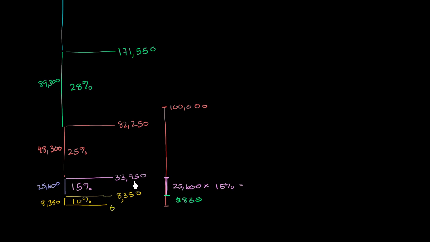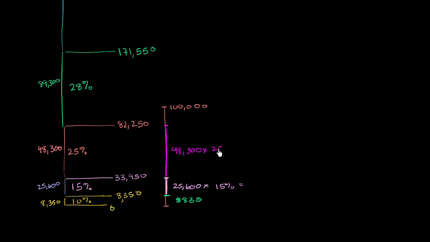Now, the next $48,300 is going to be taxed at 25%. So let me draw that over here. So this next slug right over here is going to be taxed at 25%. So this is the difference between $82,250 and $33,950. That's $48,300.